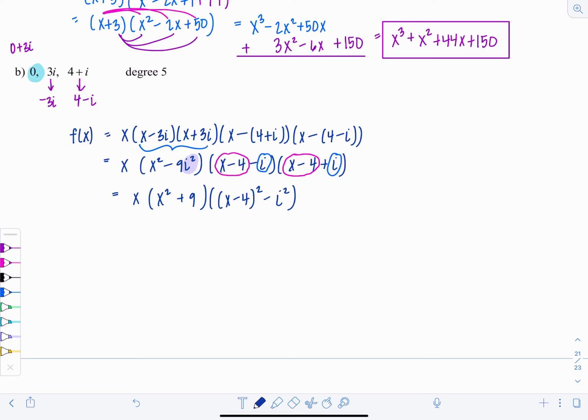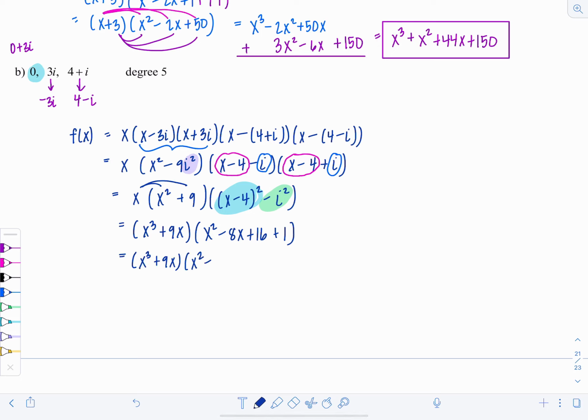Very nice. Good. So let's distribute this out. I'm going to have x cubed plus 9x. And then I'll multiply out x minus 4 quantity squared. So that'll be x squared minus 8x plus 16. And then negative i squared, that's negative negative 1. So that's going to be plus 1. And we're almost home free. So we've got x cubed plus 9x times x squared minus 8x plus 17.